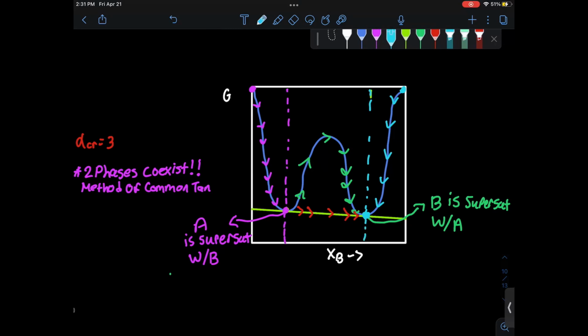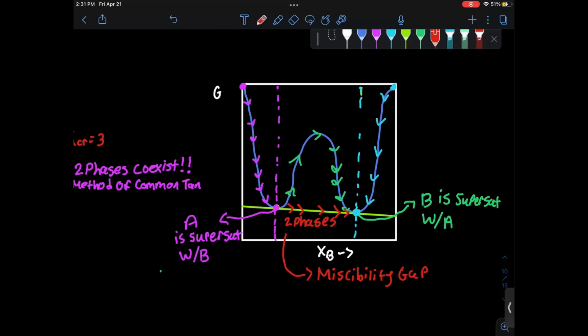This region, where we have 2 phases, is called our miscibility gap. Our miscibility gap says that we are at a point where we can no longer dissolve any more of one component into the other. Since we're at this part where no more can dissolve, our two components separate, and we get a little bit of our A and a little bit of our B.